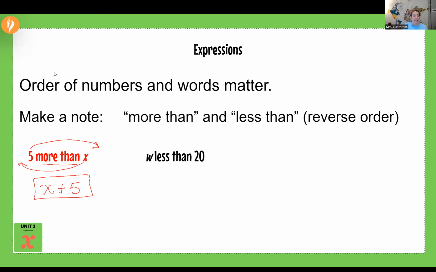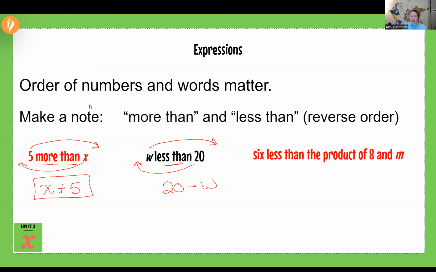20 less than W. So since we see the phrase less than, we're going to switch the order that we see them written in the word phrase. So 20 less than W can only be written in this order. That's it. If you wrote W plus 20, I'm going to mark it wrong. It's incorrect. Okay. Are there any more? Did I give you any more? Yes, I did.